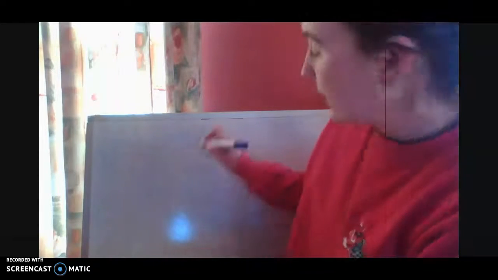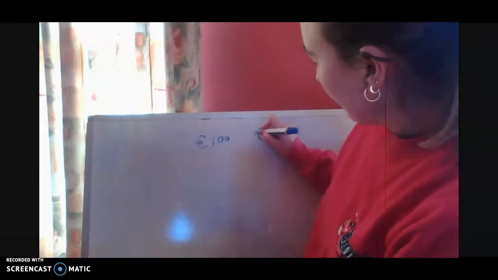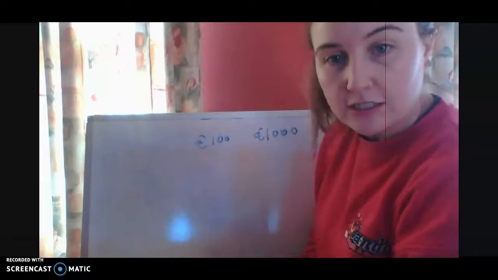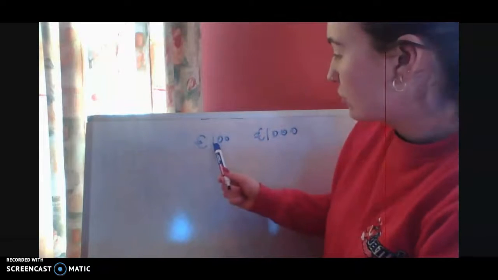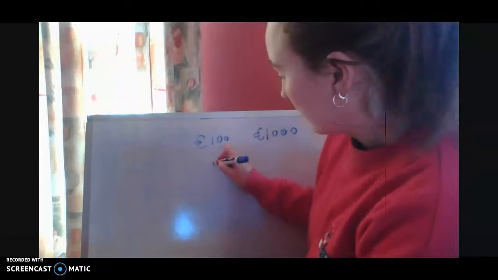Number 3, a builder cashed a 10,000 check in the bank and was paid in 100 euro notes. So how many did he get? So you're saying how many 100 euros go into 10,000. Okay, so you're dividing 10,000 by 100 to see how many 100 euro notes make up 10,000. Or if you want, you can draw it out.